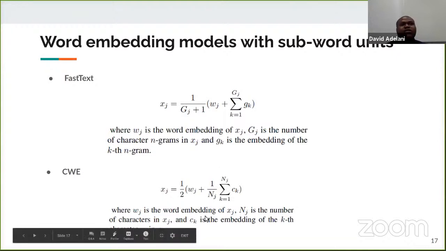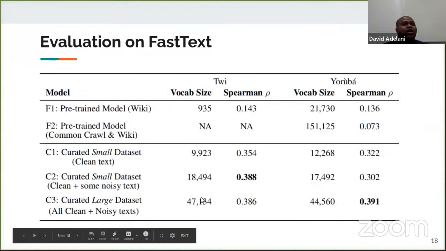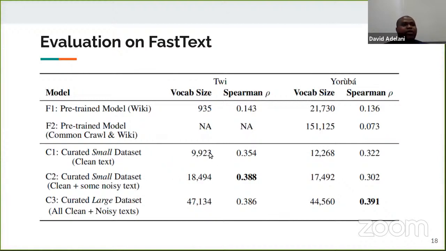So we check what the performance of these word embeddings is using these two models, because, for example, the TWI is more influenced by different characters. So our evaluation on fastText is the following. First, we evaluated the WordSim 353 on the pre-trained embeddings. The first one is trained on Wikitext, and the second one is trained on Common Crawl plus Wikipedia.